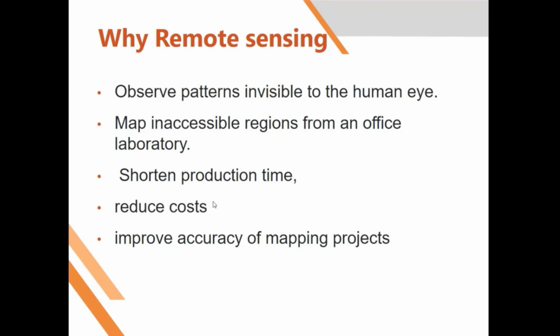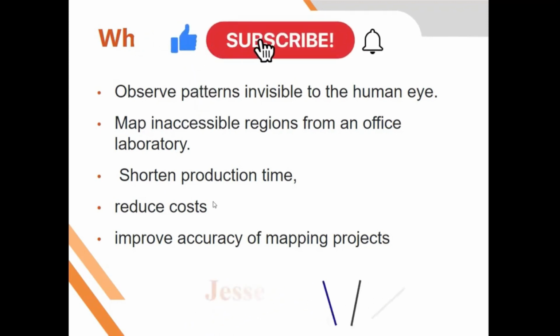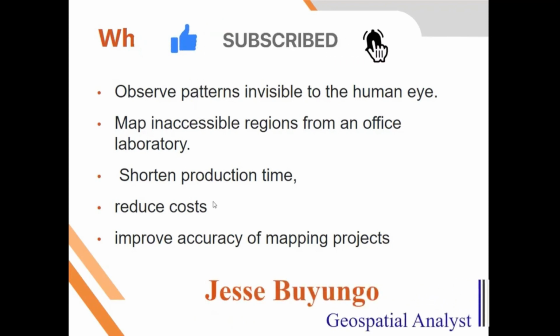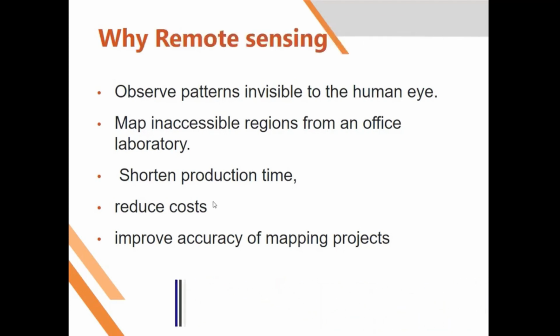So if you want to do a project in the shortest period of time, and you don't want to go in the field, you just need to get some satellite images, analyze them, and then you will be able to go. And by so doing, you would have reduced the costs. And when you do precise mapping using remote sensing images, then the accuracy of your project would be very fine. And there are lots and lots more advantages of using remote sensing, as we shall see in the course of this course.